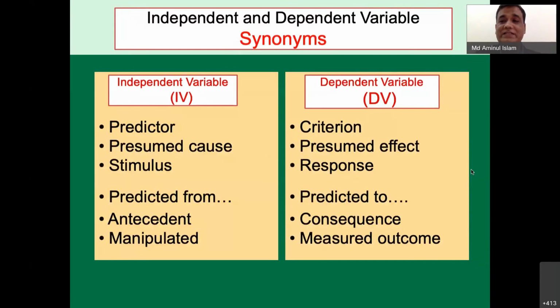Now, these are the synonyms of independent and dependent variable. Independent variable is also known as predictor, stimulus, antecedent, and sometimes manipulated, right? And many times nowadays you see in papers the exogenous variable. Dependent variable is known as criterion variable, predicted one, consequence variable, outcome variable, or endogenous variable. Those terms are very common. You can see them in papers.